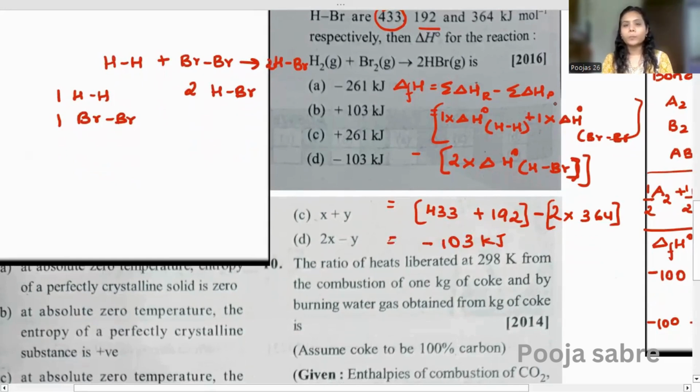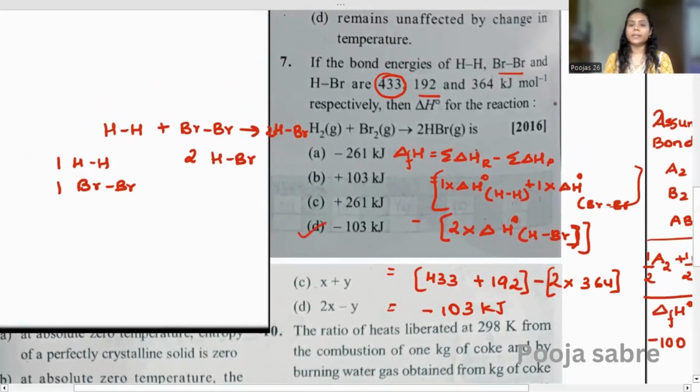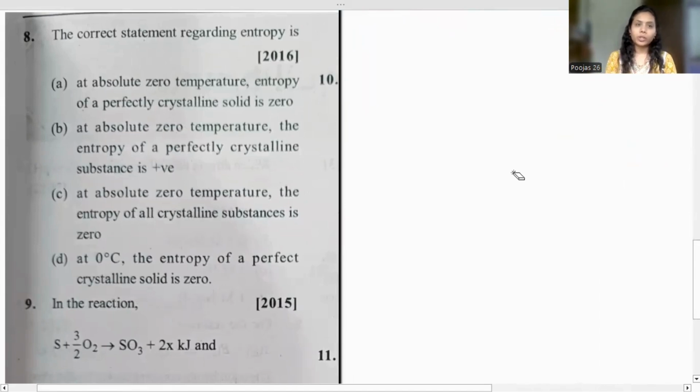And the correct option to question number 7 is option number D. That is minus 103 kilojoules. Clear? So it is very simple, children. Only thing is you need to remember the formulas, and kindly go through my previous videos for the formula sheet. Next question, question number 8.